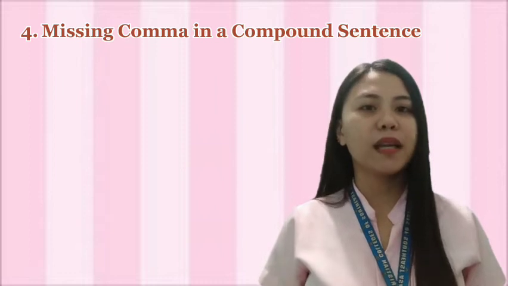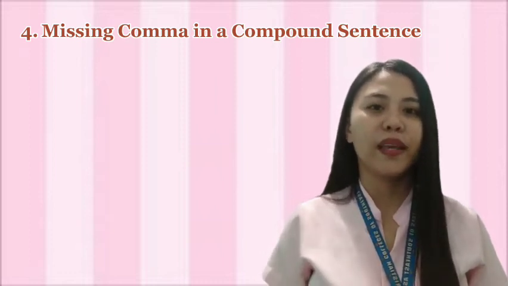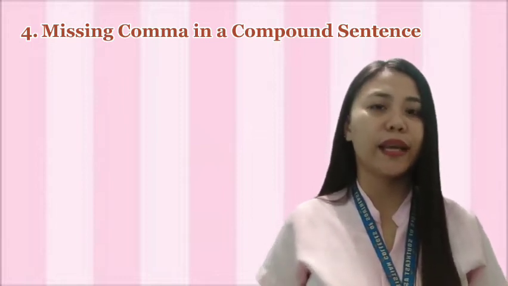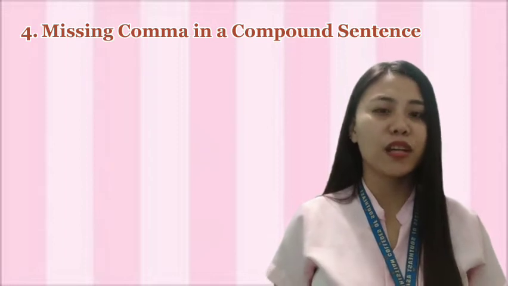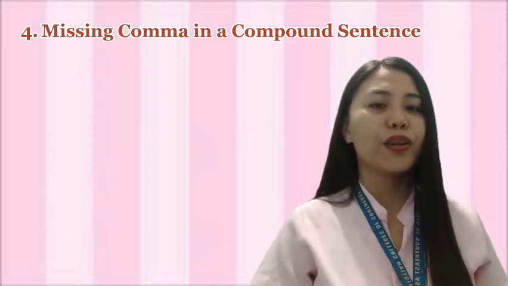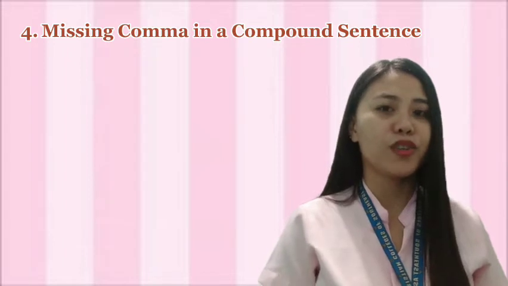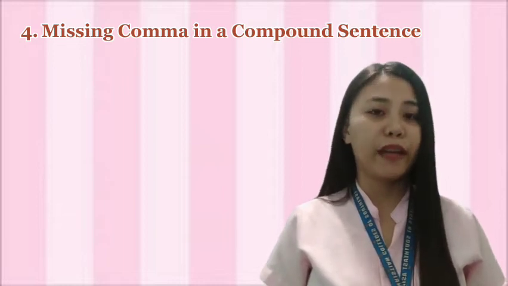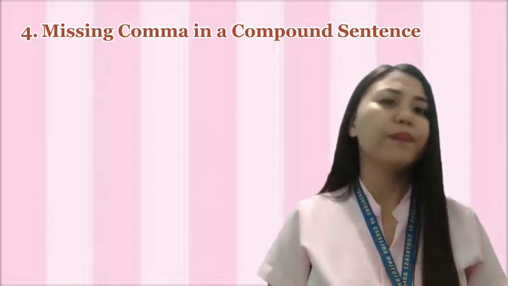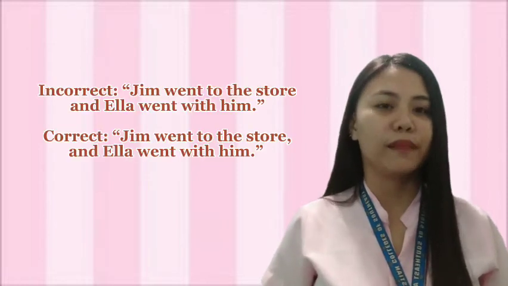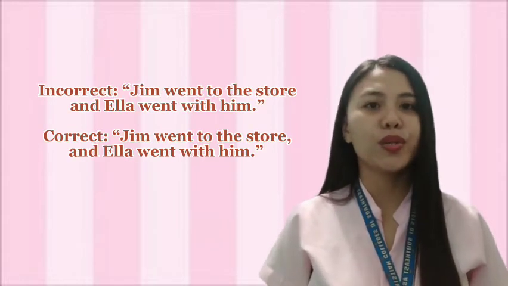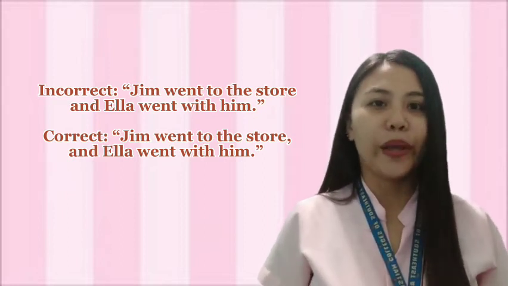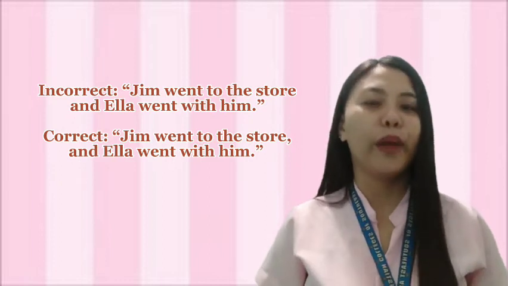Another is a missing comma in a compound sentence. A compound sentence expresses two complete and related ideas, and it usually includes a conjunction to connect these two parts. There should be a comma before the conjunction to indicate the two ideas are related, and if that's missing, it's a mistake readers will notice. For example, Jim went to the store and Ella went with him. The correct version is: Jim went to the store, comma, and Ella went with him.